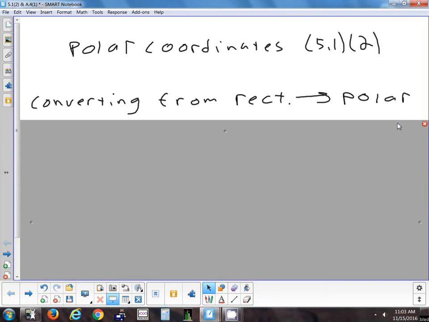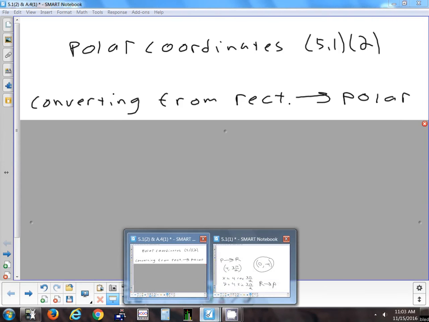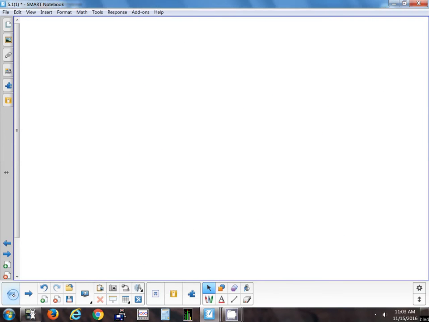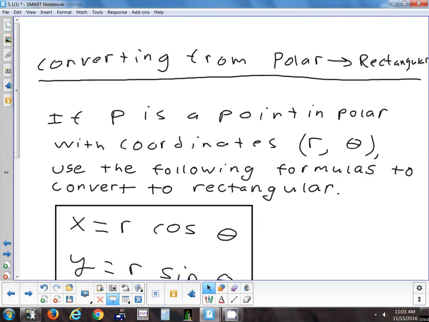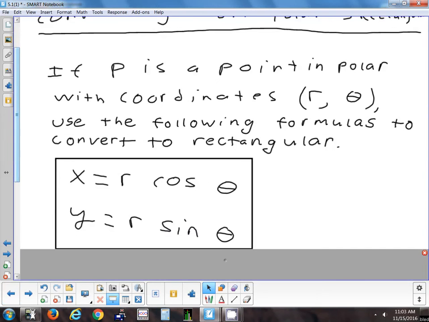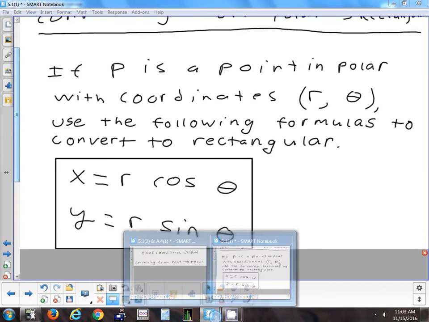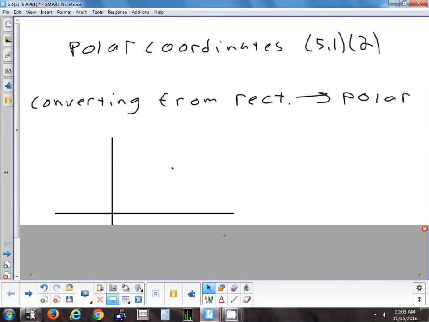Okay, so we already converted from polar to rectangular, and that's using these two formulas. Okay, x is r cosine theta, and y is r sine theta. All right, so now let's take a look at doing it the other way.